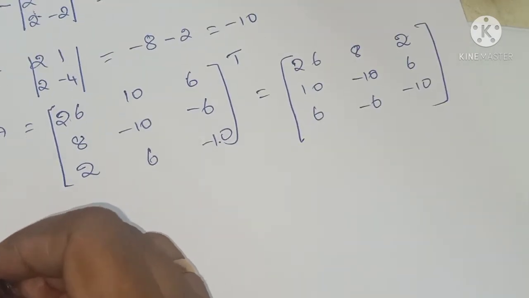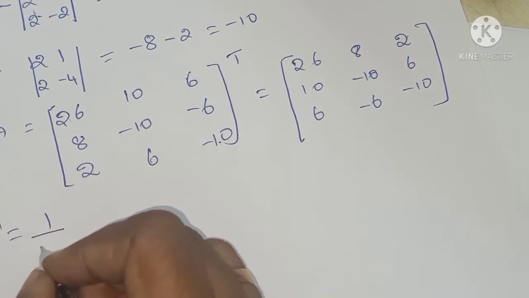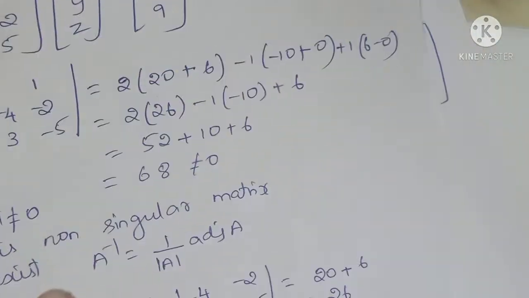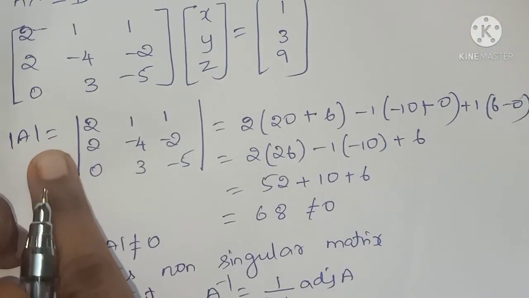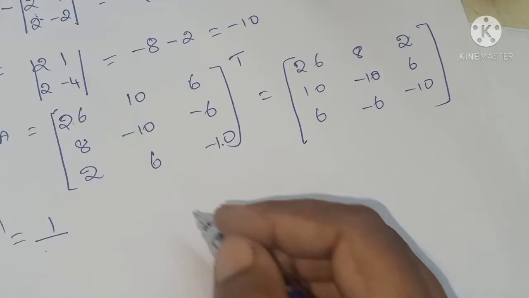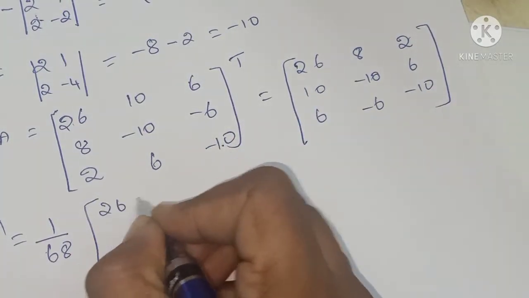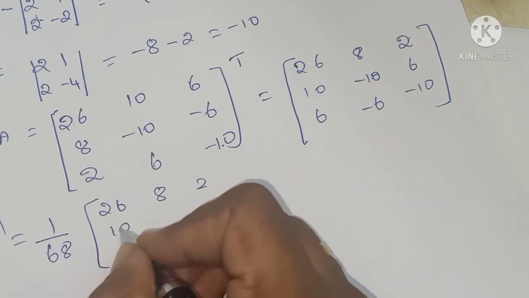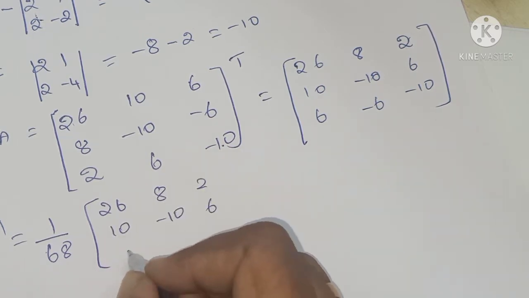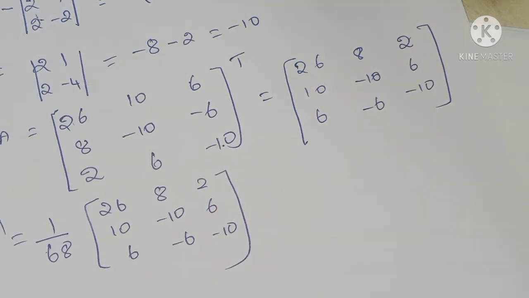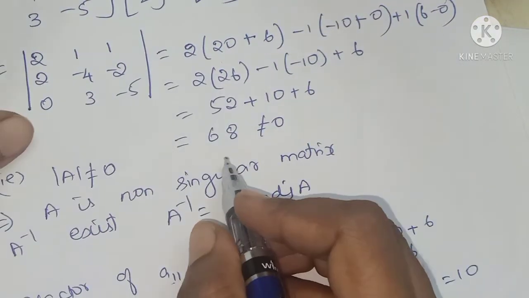Now A inverse is equal to 1 divided by determinant A. So what is the determinant A value? Here it is. Determinant A is 68. So 68 into adjoint of A. 26, 8, 2, 10 minus 10, 6, 6 minus 6 minus 10. Okay. So here we obtained the determinant A.